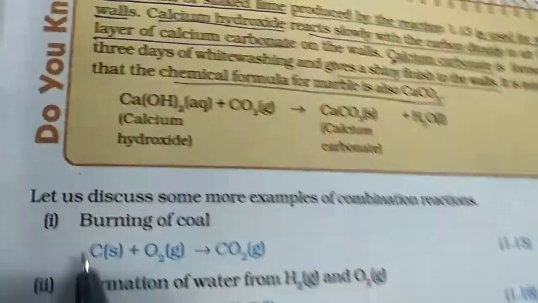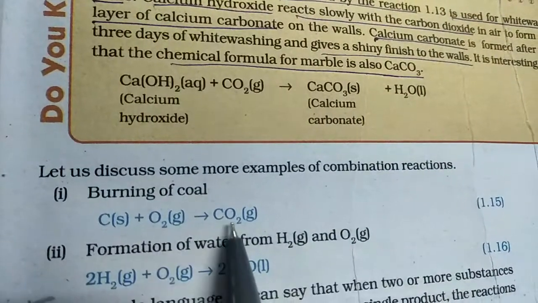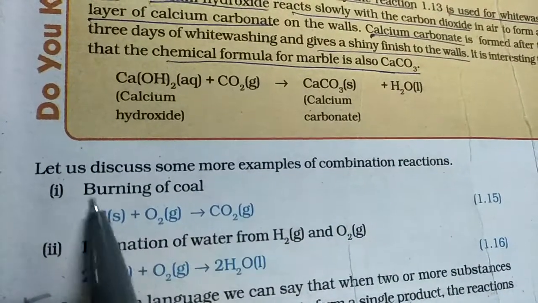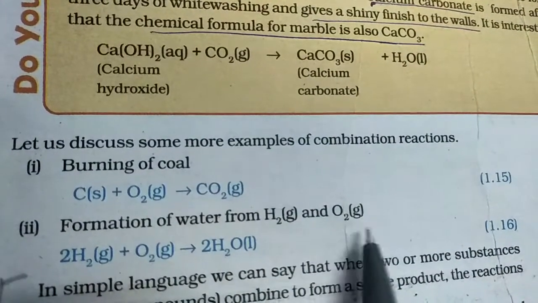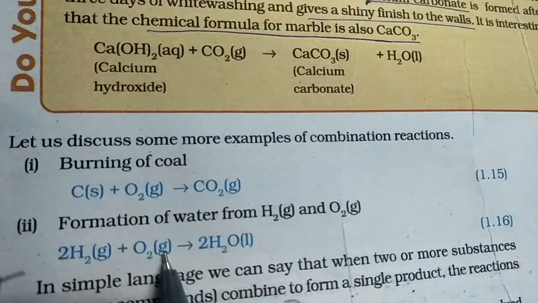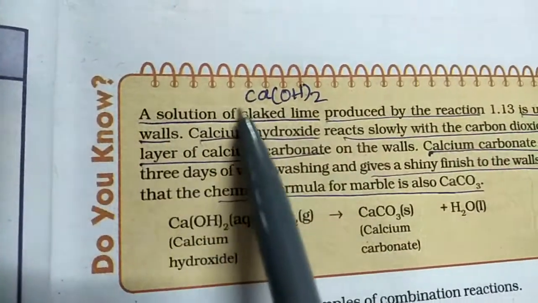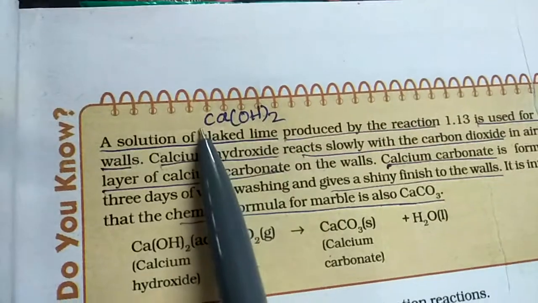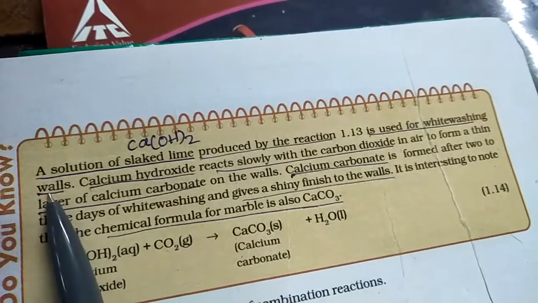Now, other examples of combination reactions are also given in your textbook. That is carbon plus oxygen gives carbon dioxide, that is when you burn the coal. Formation of water from hydrogen and oxygen: hydrogen and oxygen combine and form water. Now, going back to the slaked lime, that is calcium hydroxide, this reaction is used for whitewashing the walls.